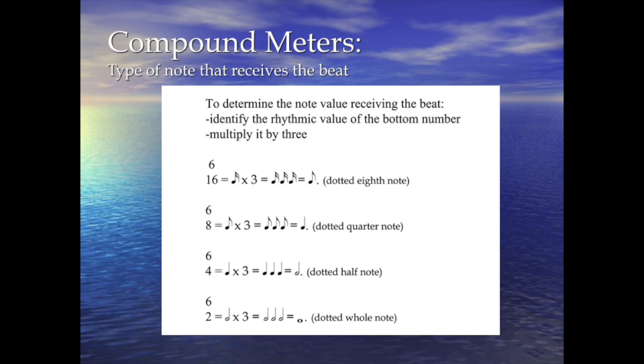Now, it is entirely possible to have a 16 as your bottom number, which means that it's telling you the number of 16th notes you have in the measure, and it's a dotted 8th note that gets the beat. That's less common. It's used to represent perhaps especially fast-moving music or something like that.